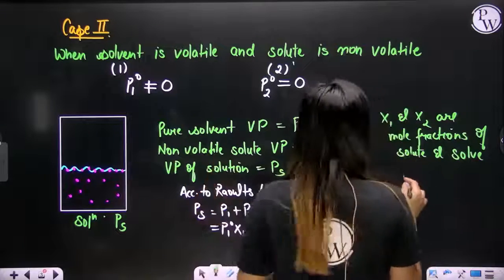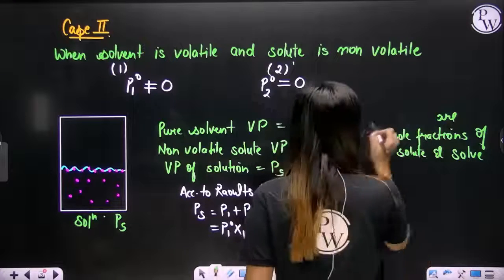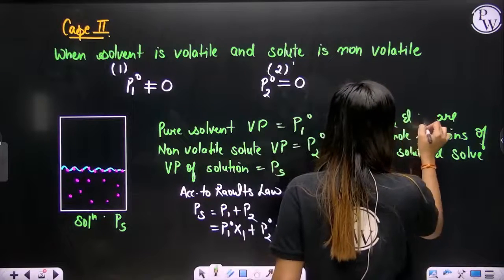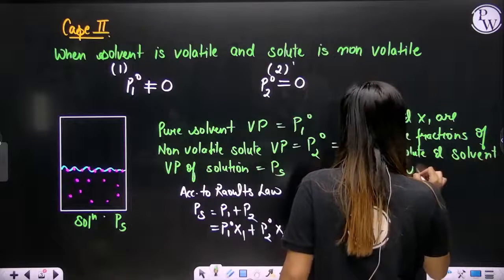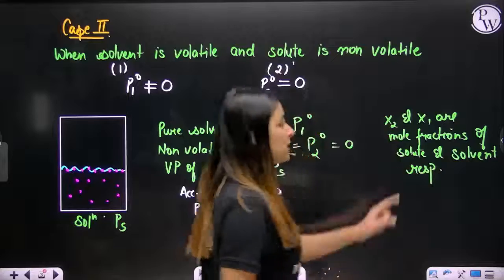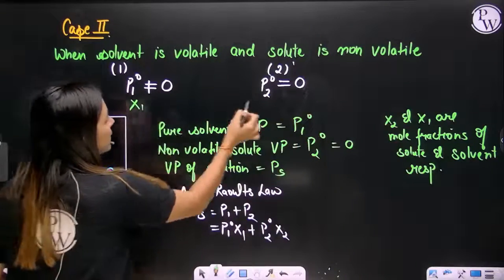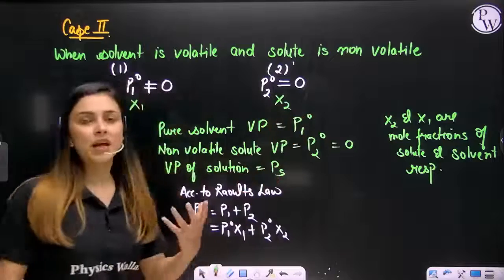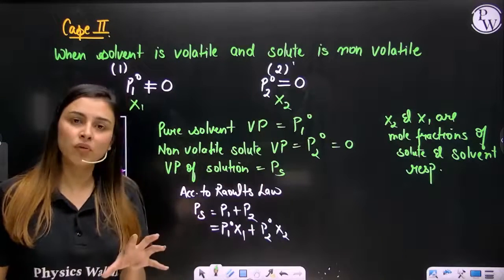Just a second, solvent and solute. Okay, X2 and X1 are the mole fractions of solute and solvent respectively, right? I hope this is clear with you. The mole fraction here would be X1 and the mole fraction here would be X2, right? Yes, it is a non-volatile solute, but it will have some mole fraction, right?